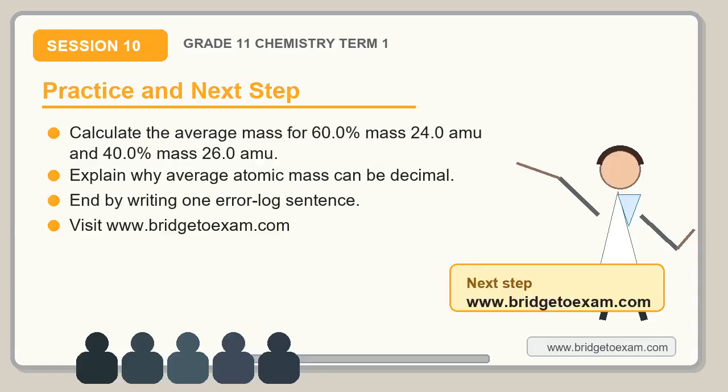Before you leave, practice actively. Task 1. Calculate the average mass for 60.0% mass 24.0 AMU and 40.0% mass 26.0 AMU. Task 2. Explain why average atomic mass can be decimal. Task 3. Predict whether the average is closer to the more abundant or less abundant isotope. At the end of your study, write one sentence beginning, "The chemistry idea I must remember is."